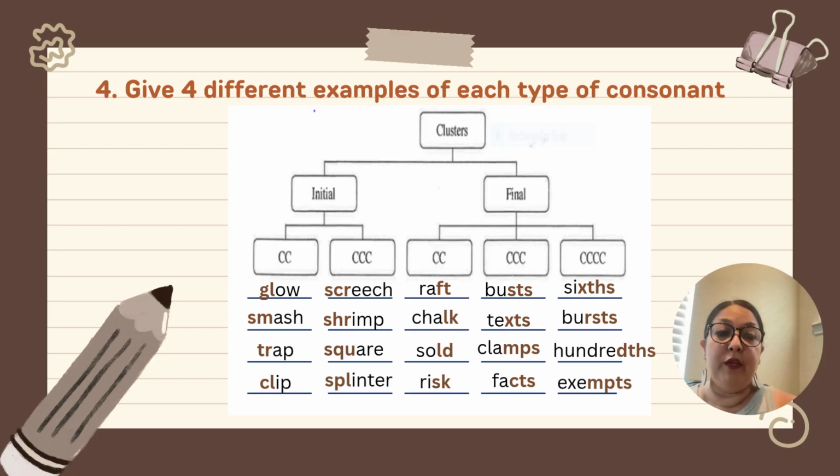The next column in the middle is final consonant clusters, which come at the end of words. For a final CC cluster, we have the words raft, chalk, sold, risk. For CCC final consonant clusters, we have the words busts, text, clamps, and facts. And then finally, we have a CCCC final consonant cluster where you have 4 consonants at the very end, such as in the words sixths, bursts, hundredths, and exempts.